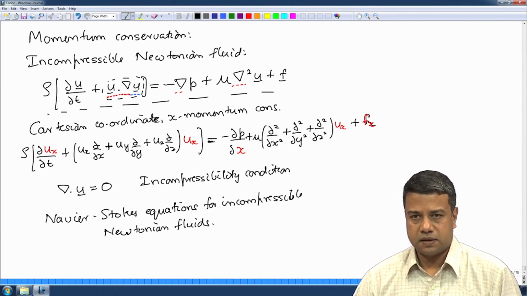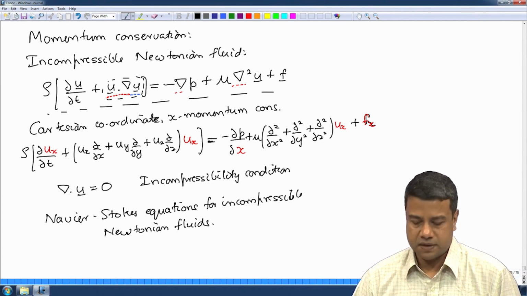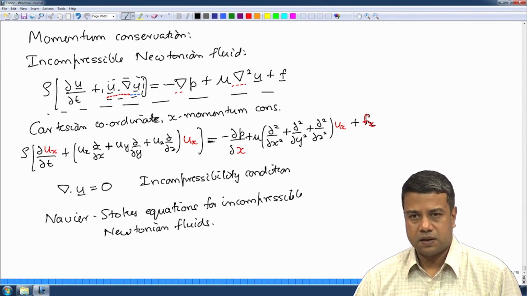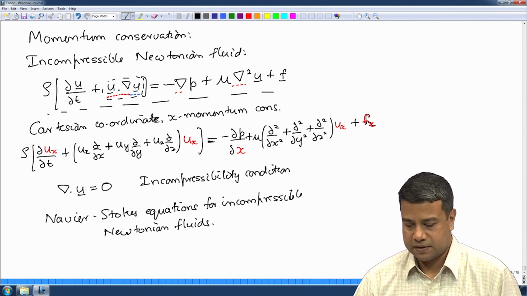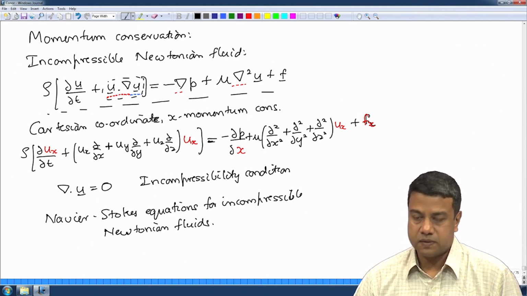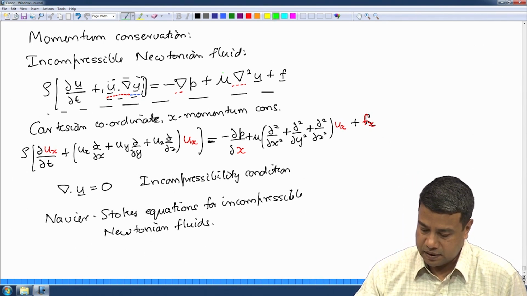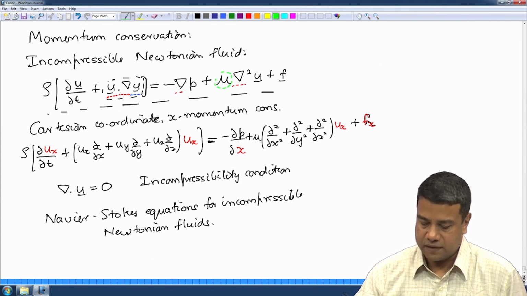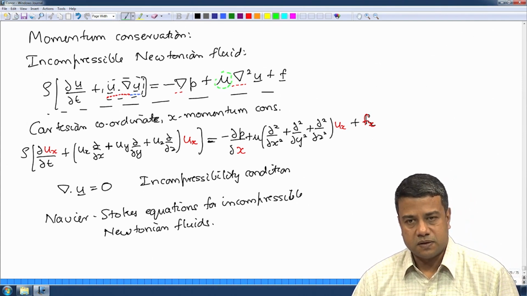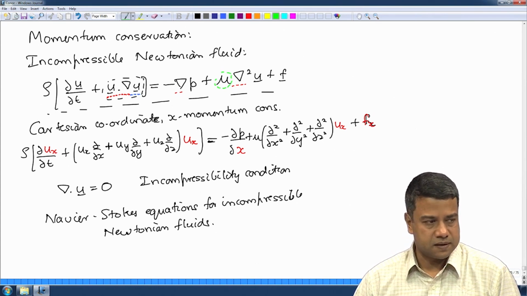I should caution here that in the derivation of these equations, we are assuming, one, that the density is a constant, it is independent of time, it is independent of space, and the other, we are also assuming that the viscosity is actually a constant.